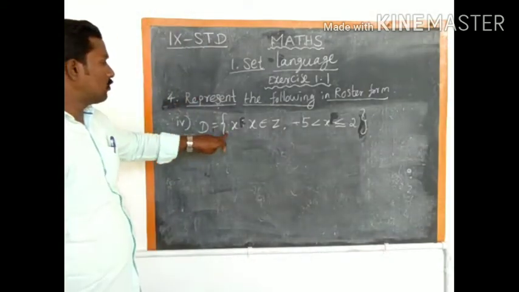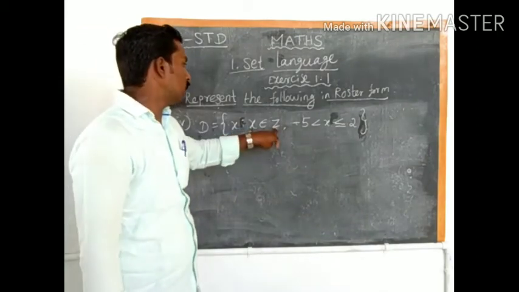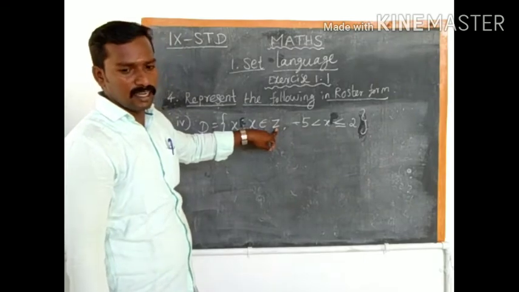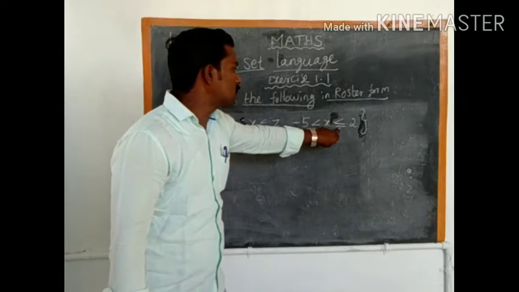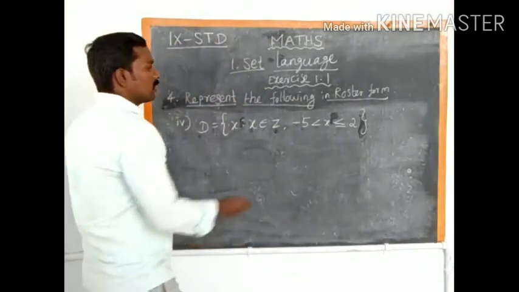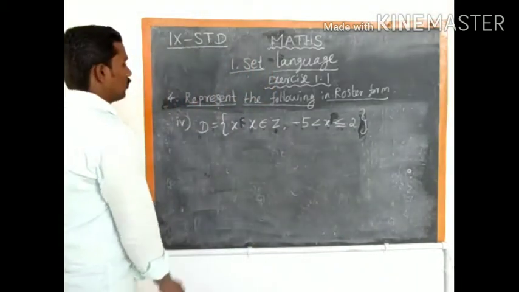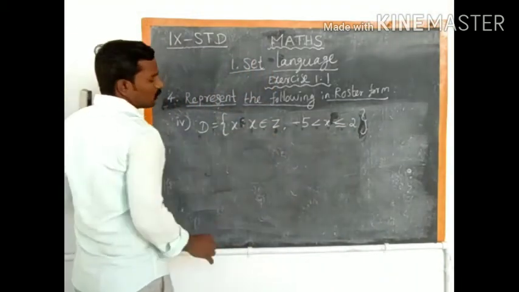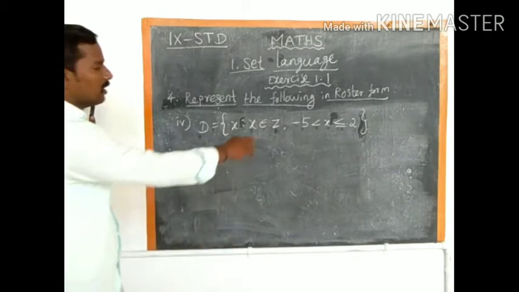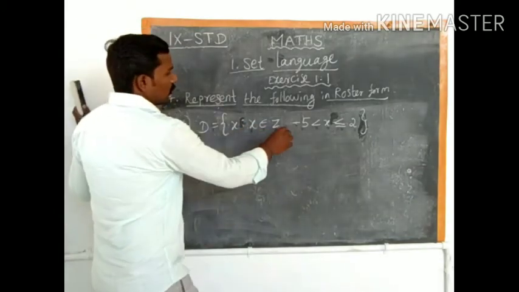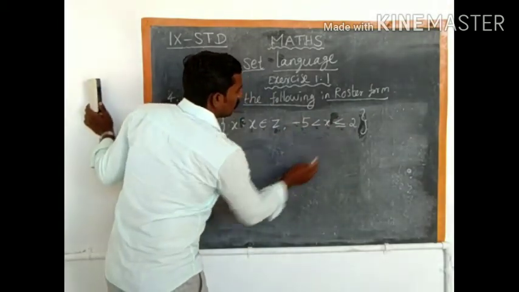So D is equal to the set of all x such that x belongs to Z. Every x value is taken from the integers, Z represents the integers, and the condition is -5 less than x less than or equal to 2. Here it is strictly less than, here less than or equal to 2. All positive and negative natural numbers together with 0 are integers. So refer to the condition -5 less than x less than or equal to 2.